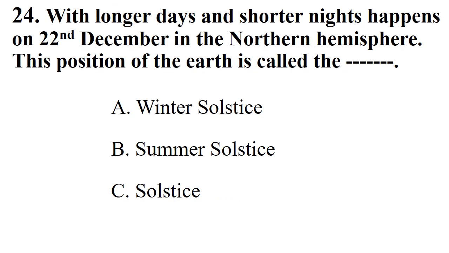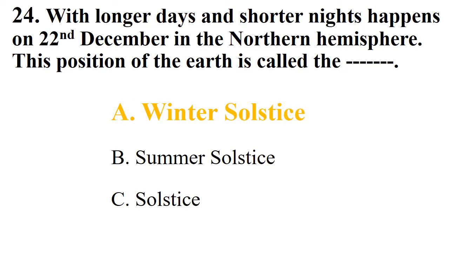Next, longer days and shorter nights happen on 22nd December in the Northern Hemisphere. This position of the earth is called the. Options: winter solstice, summer solstice, solstice. Right option: winter solstice.